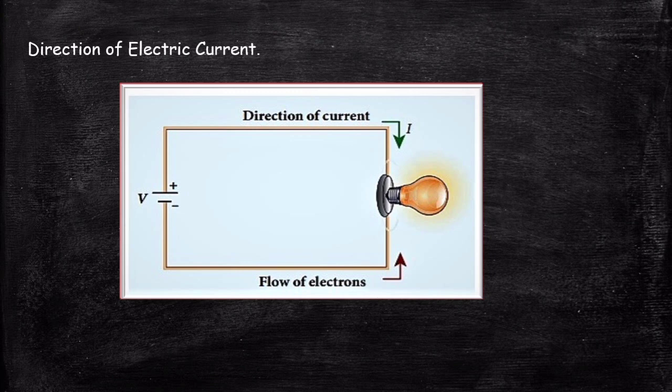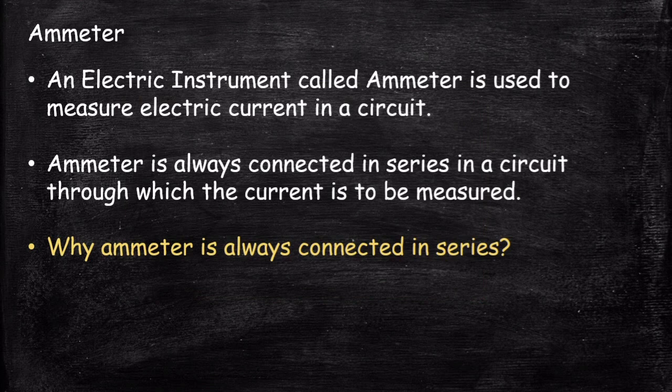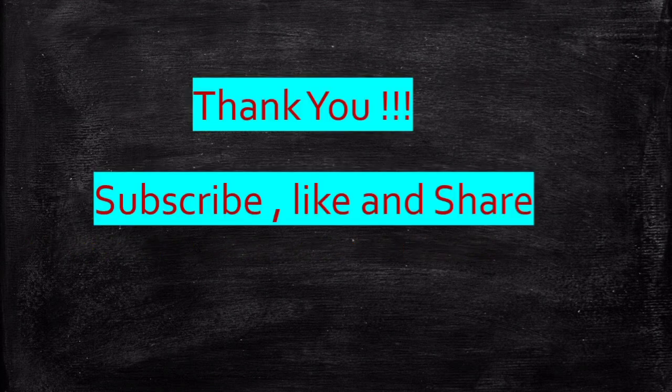Students, how do we measure electric current? We use an instrument called an ammeter, which is used to measure electric current in a circuit. An ammeter is always connected in series in a circuit through which the current is to be measured. Now the question arises: why is an ammeter always connected in series? At the end of this chapter, you may answer this question.